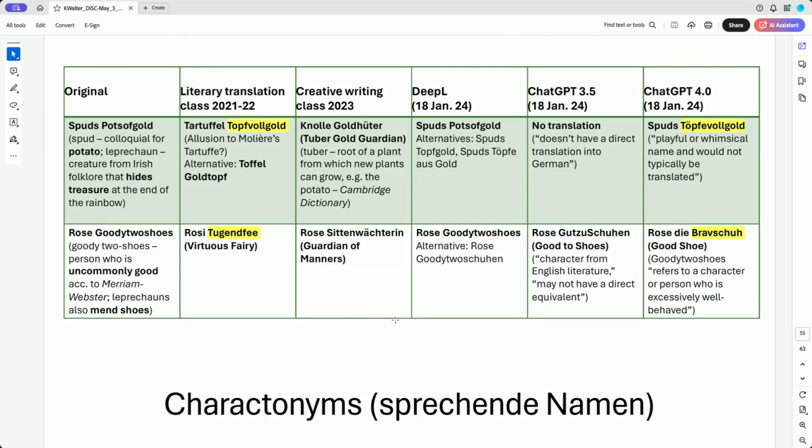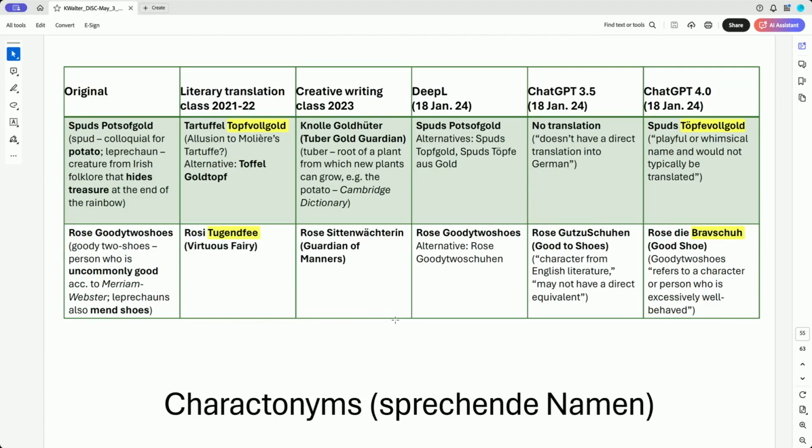And I used this text in a literary translation class and then also later in a creative writing class. And I translated the same passages with DeepL and ChatGPT 3.5 and 4. And I highlighted Topf voll Gold and Töpfe voll Gold because the translation that ChatGPT produced is very similar to what years earlier a human produced. And what this shows me is that for this type of text or wordplay, ChatGPT could be potentially useful as a source of inspiration.